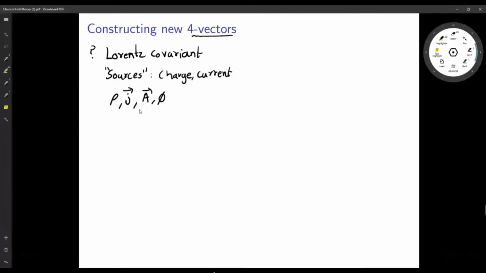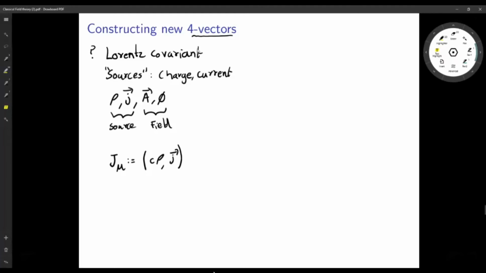Right. So now I want to write them up as 4 vectors, and you can quite clearly see that these are sources for the fields. These are sources, and this is the field. So I will group them accordingly. And the easiest way to group them is as follows. I will now define a new object, J mu, defined as c rho comma J vector. I'll tell you exactly why this is useful in a moment.